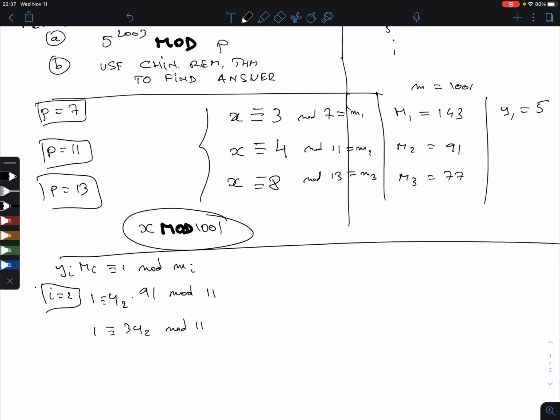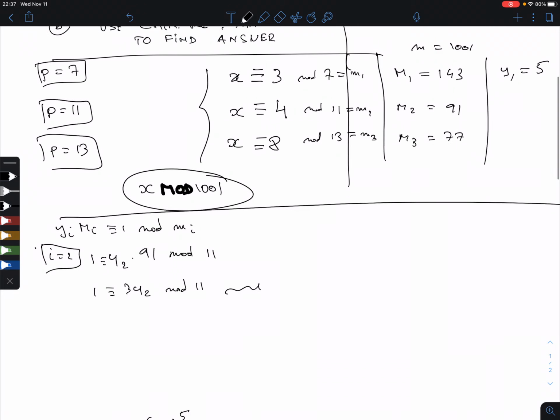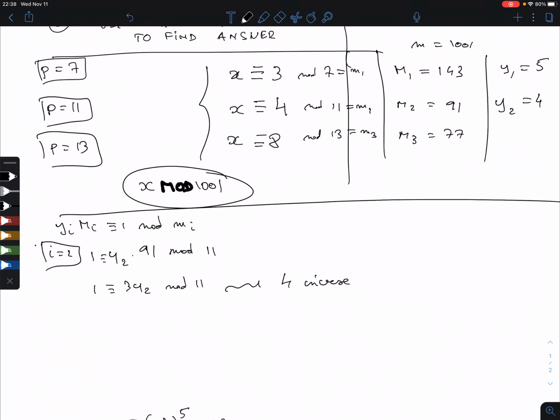Fine, so what now? Again, let's just try. 3 times 2, no, 3 times 3, no, 3 times 4 is 12. Oh, 3 times 4 is equivalent to 1 mod 11, so I see 4 is the inverse, just by trial and error. Of course you can do the Euclidean algorithm and work it that way, but for such small numbers it will not be much work either. So y2 is 4. But on the test, I'll throw in a bigger number. I cannot make it too easy for you guys.